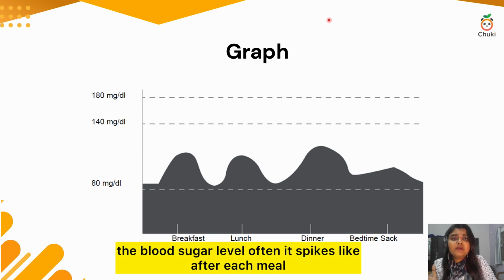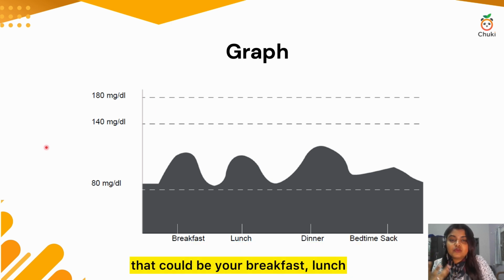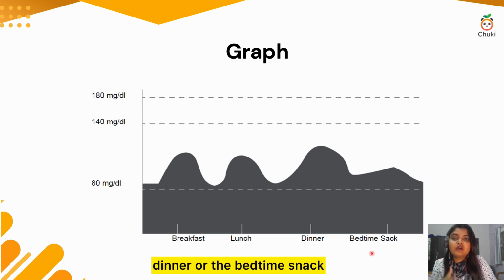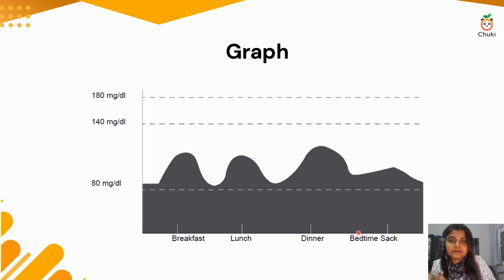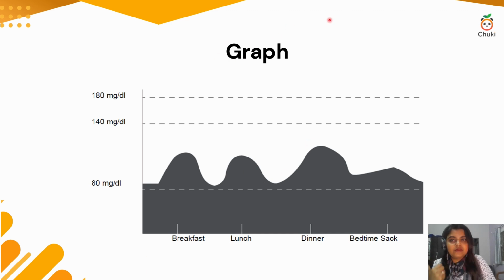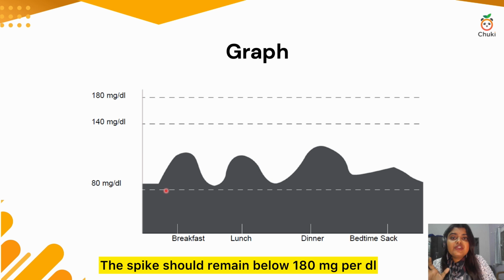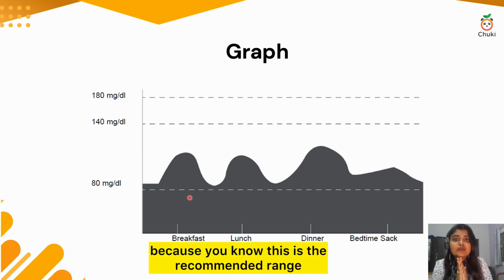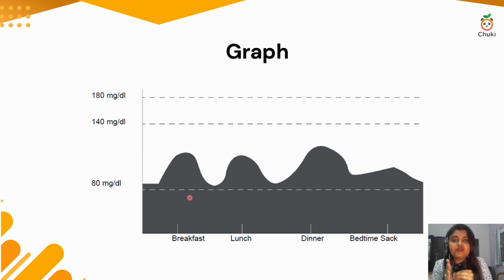The blood sugar level often spikes after each meal. That could be your breakfast, lunch, dinner, or the bedtime snack. This indicates that there is a post-meal glucose increase. The spike should remain below 180 mg per dl because this is the recommended range.